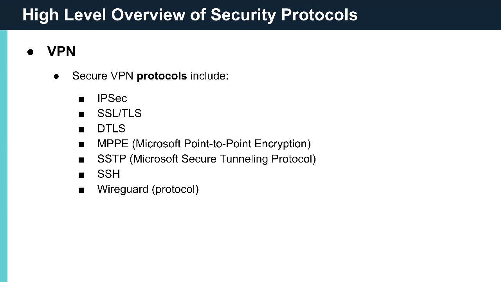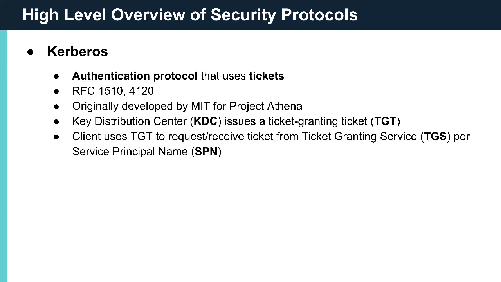And then the last one here we'll look at is Kerberos. This is an authentication protocol using tickets. It has a couple different RFCs that define it, 1510 and 4120. It was originally developed by MIT for their project Athena. In using Kerberos, you use a key distribution center, or KDC, which issues a ticket granting ticket, or TGT. The clients use this ticket granting ticket to request a ticket from the TGS, and they'll request those per service or service principal name.